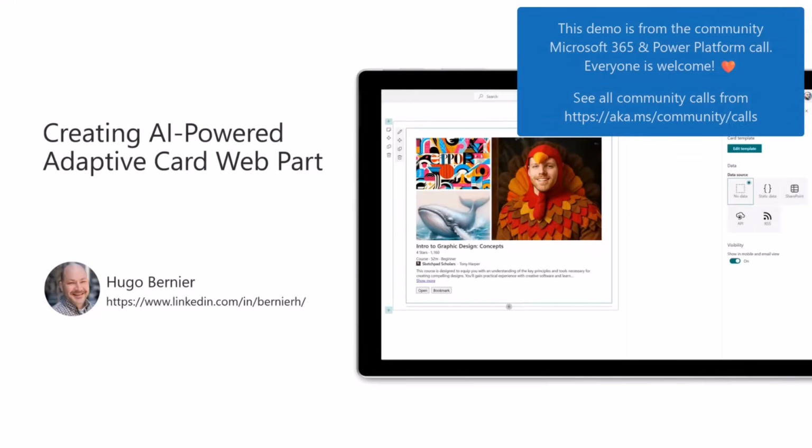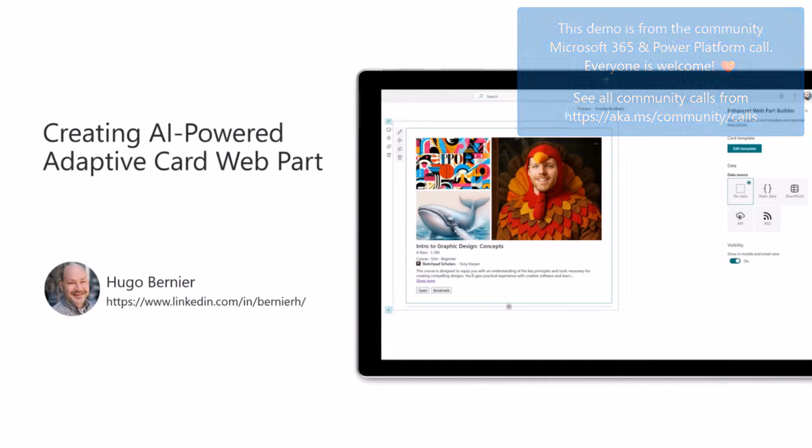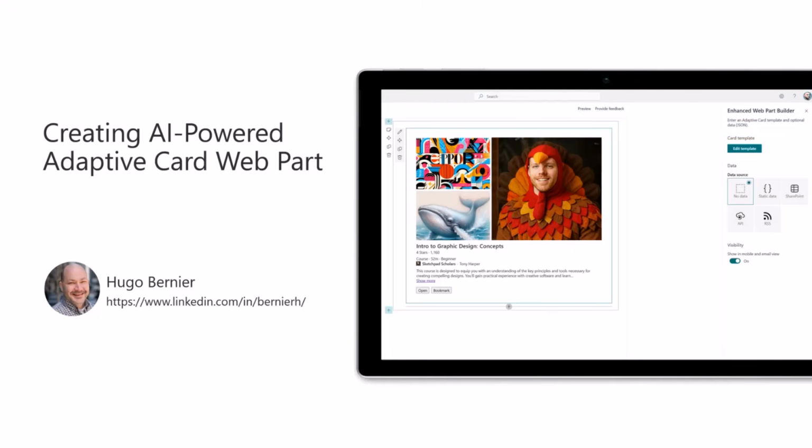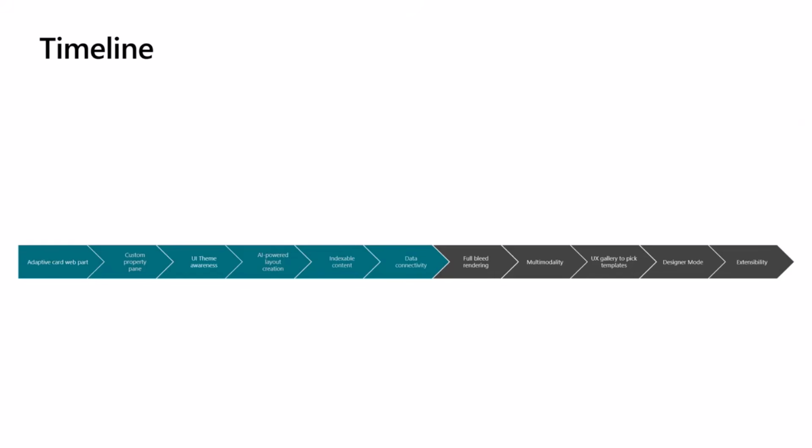All right, so this is a continued series about creating an AI-powered adaptive card web part. Now, the whole point of this series is to try to fit in every single feature, every single capability in a web part in a way that makes sense, just to educate people about some of the lesser-known features. And today is probably going to be one of the easiest ones.